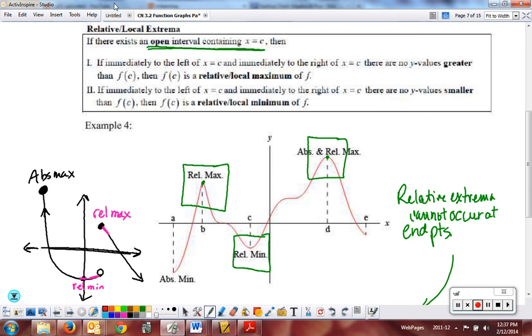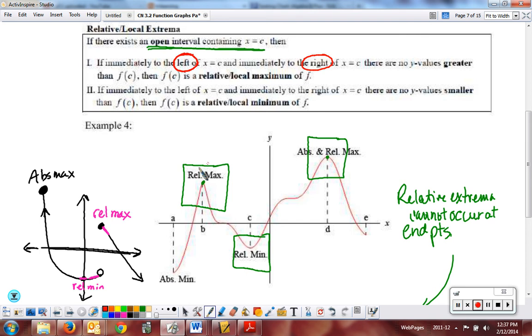So the first thing to notice is that we have to have an open interval that contains the point of interest, the location that I am looking at. You have to make sure there is graph to the left of that location and graph to the right of it, because you can only be a relative max or min in comparison to what came before and what came after that location. So you're doing a comparison to the left and to the right. If everything on the left is lower and everything on the right is lower as well, then we know that we have a relative max.